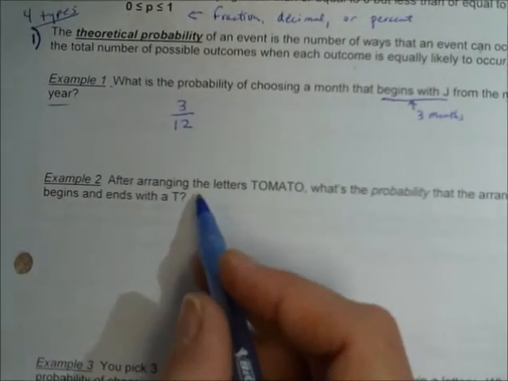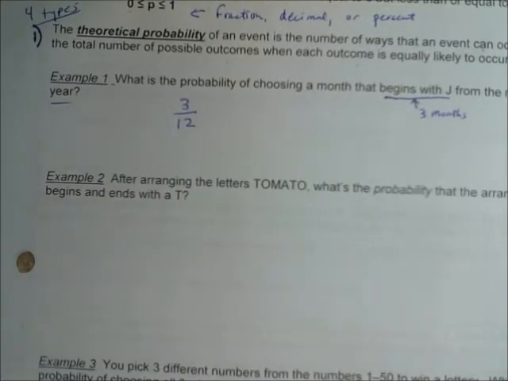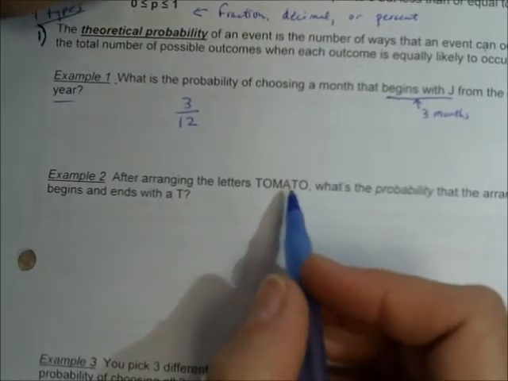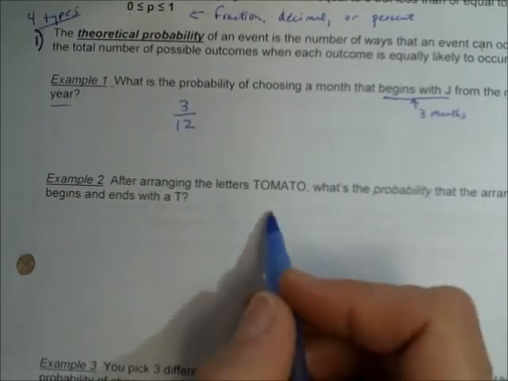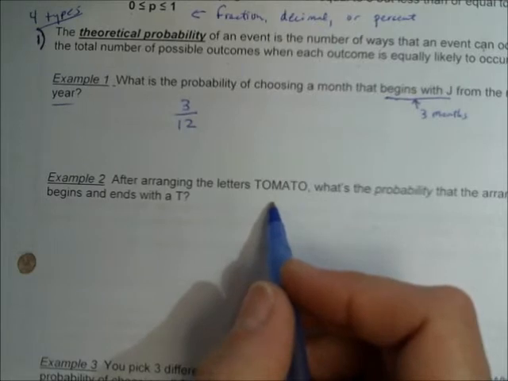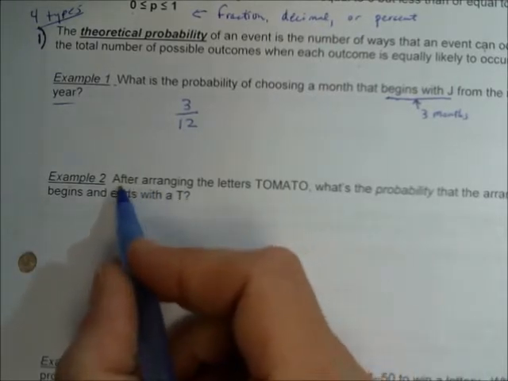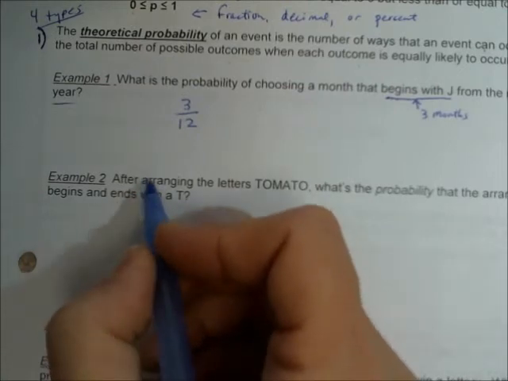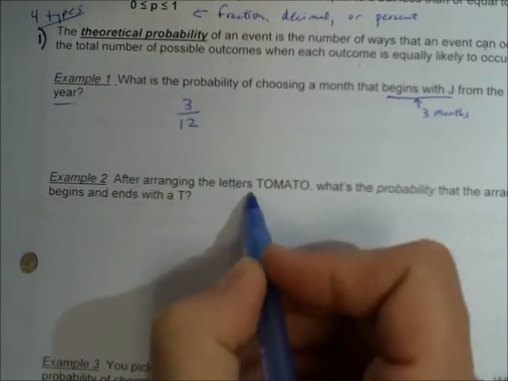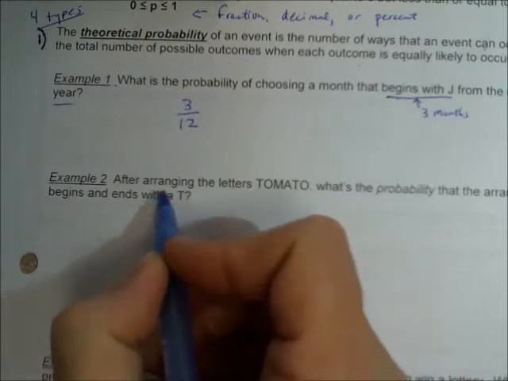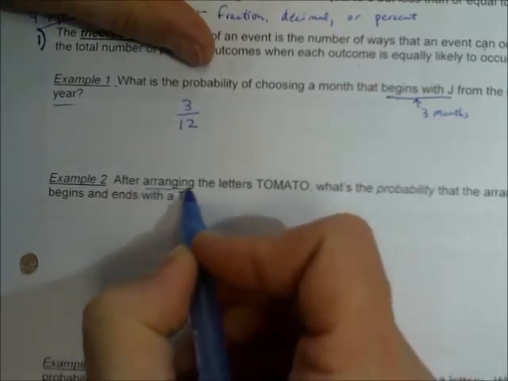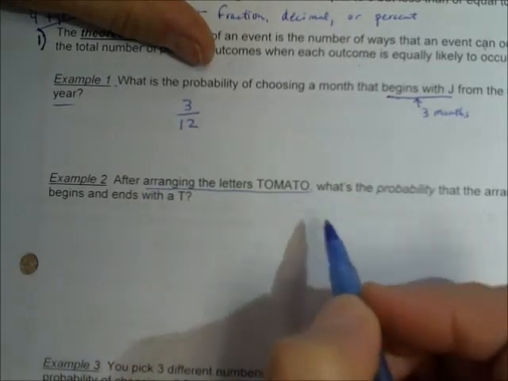Now, example 2 is a lot harder than example 1. There are a couple of different ways that you can do this problem. First of all, you have to read these problems a couple of times to see what they're actually asking you. And what they're actually asking you on example 2 is, after arranging the letters in the word tomato, so we're going to arrange all the letters in the word tomato.